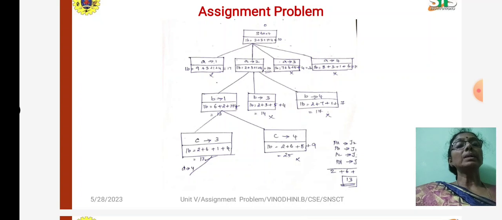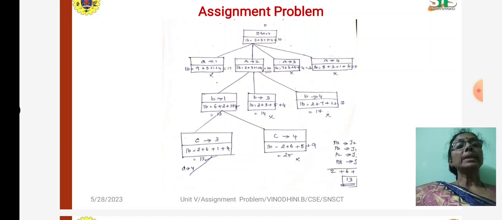If we assign job 3 to C and job 4 to D, we get the lower bound value of 13, and if job 4 is assigned to C and job 3 to D, we get the value of 25. Out of 13 and 25, 13 is the minimum value. So we conclude that job 3 is assigned to C and job 4 is assigned to D.